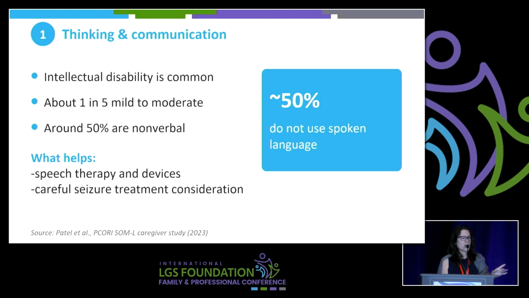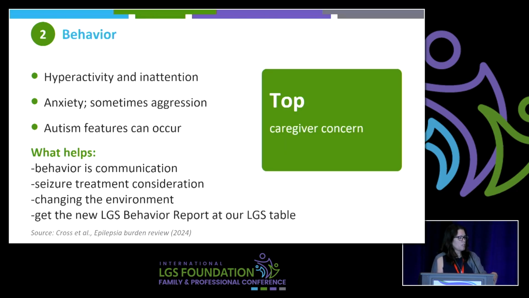So intellectual disability is common in LGS. 1 in 5 are mild to moderate. The others are moderate to profound intellectually disabled. About 50% are nonverbal. Things that can help are speech therapy, devices, and carefully choosing the anti-seizure therapy. And this is going to be true for all of them. Some of these therapies make sleep worse. Some of them make communication worse. Some of them make attention worse. And so being able to choose, and our doctors do this already sort of in their heads, but we need to be thinking about it too.